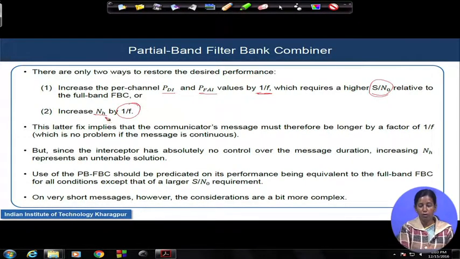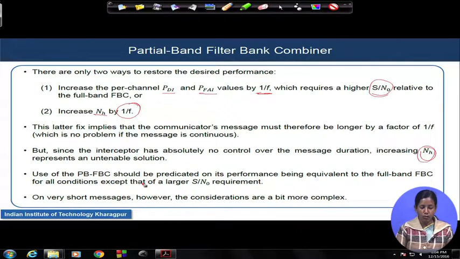But remember, how can you increase the NH? This is not the detector's possibility, it is beyond the capacity of the detector design. This is fixed always by the communicator's message, you have no control over that. So this latter one, fixing this value, may not be possible for you. You have no control over the message duration. So increasing this NH is not feasible.